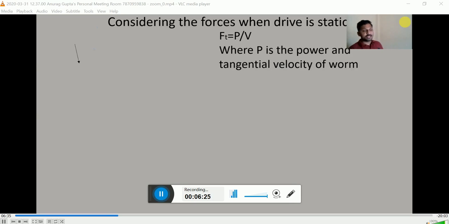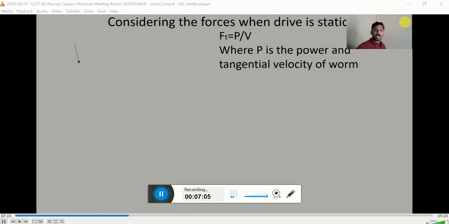So if we consider in general, the power to be transmitted is known, and the speed at which we have to transmit that power is known. So we can easily find out the tangential force on the worm, and the tangential force on the worm is equal to power divided by the peripheral or tangential velocity of the worm. So Ft is equal to P by V, where P is the power and V is the tangential velocity of the worm. Okay. Now that means the magnitude of Ft is known to us.